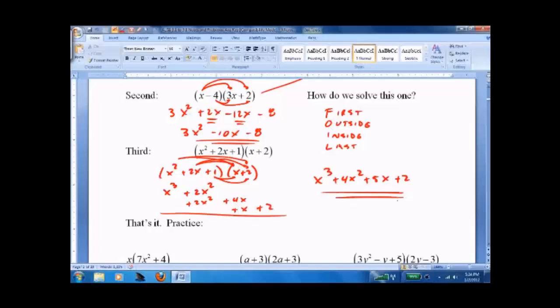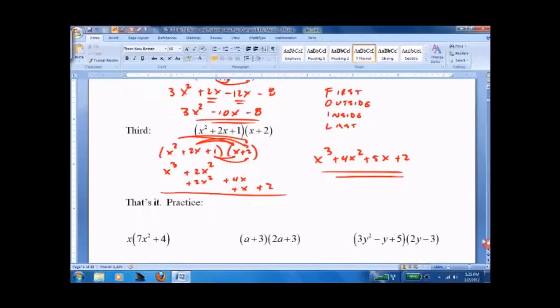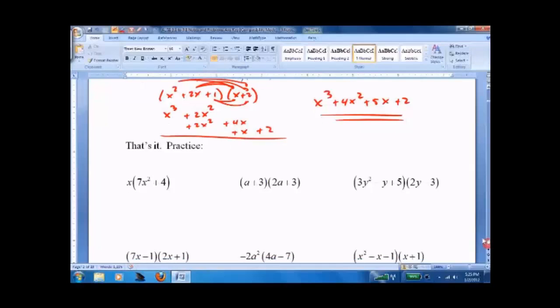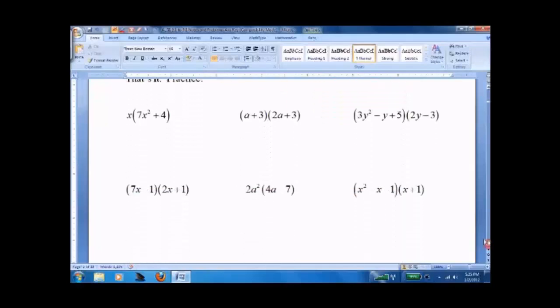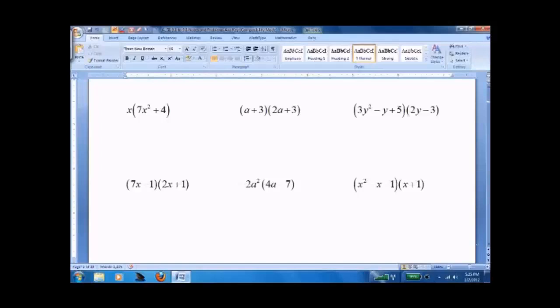This is tricky stuff. You have to be really good at your exponents, and then you have to remember to write it all out and add them all up properly. Lots of practice on this. You might want to pause the tape, try some of these on your own. I'm just going to roll through them pretty quick, show you what the answers are, and then you can check your work.